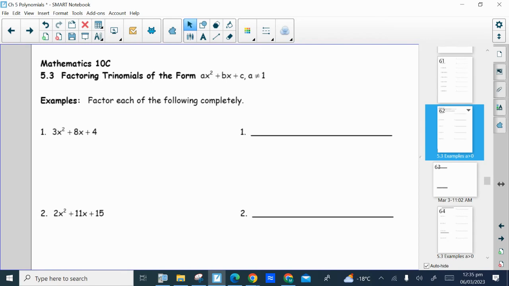So we are continuing factoring trinomials. Everybody loves factoring. Now, what's different about today's lesson?